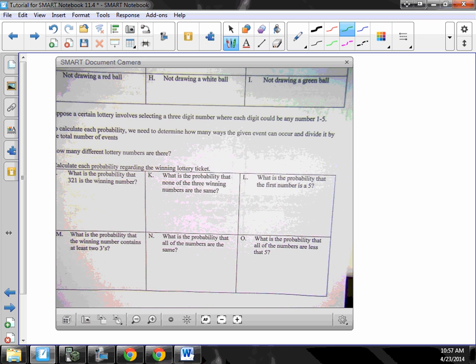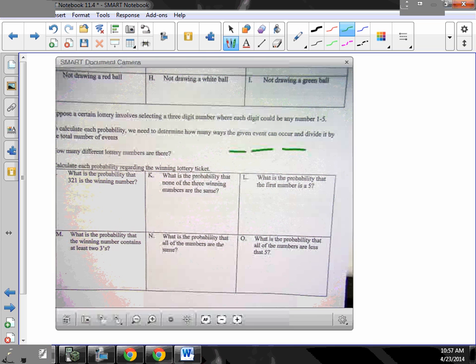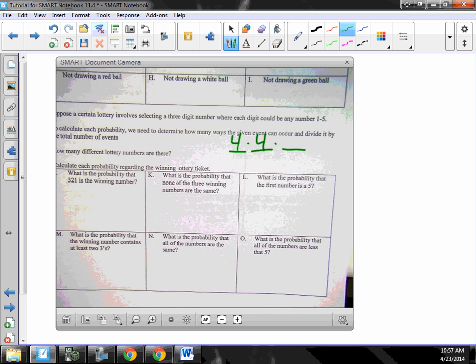Well, it's a permutation, so we can line it up. How many options are there for the first number? Not 5, 4, because 5s aren't allowed. So 4 choices there. Am I allowed to duplicate? Yes. So 4 and 4 again, which is a total of 64. Divide that by 125, and that would be your probability.